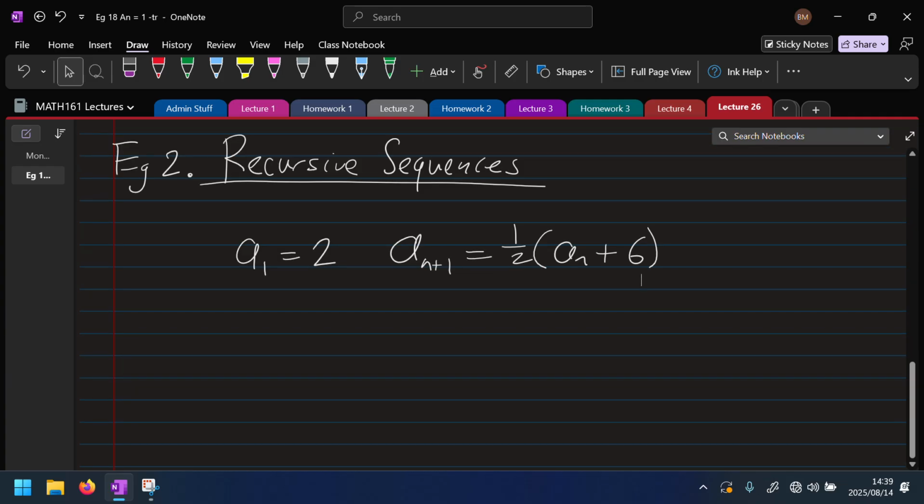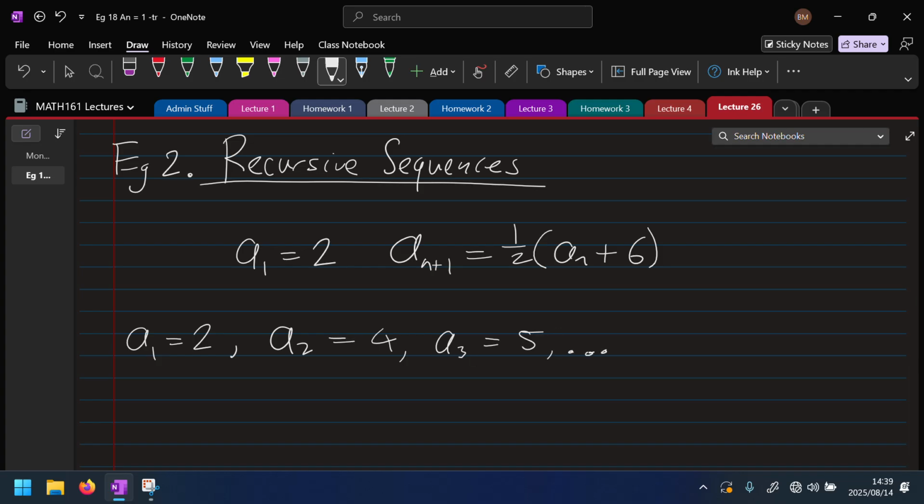So let's write out a few terms and see. a1 is 2. a2, what's that going to be? You take your previous result, substitute it, and that'll give you your next result. So if a1 is 2, what's a2? 4. a3? 5. We don't need to substitute more than that. 2, 4, 5, we suspect that it's increasing. It looks like it's increasing. Let's prove it.